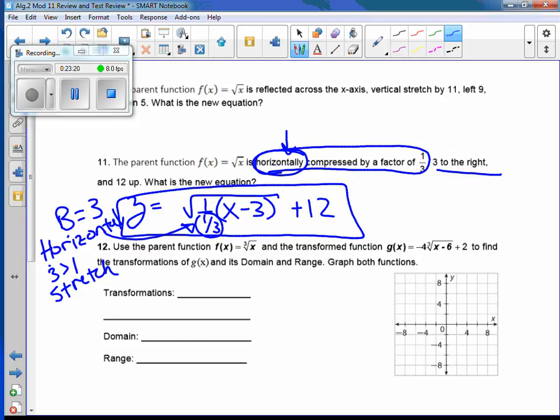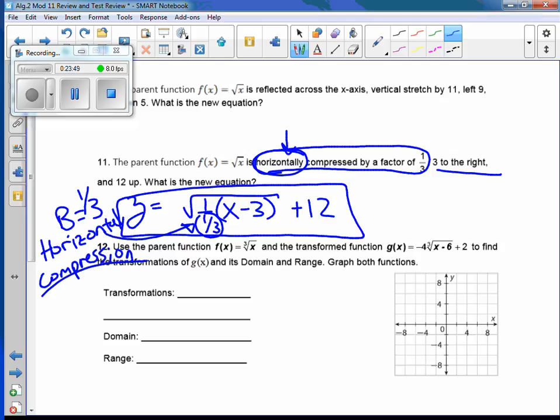Because if it's 1/3, that means b would be 1/3, and if b or a is ever between 0 and 1, that's a horizontal compression. And that would satisfy the word problem. So my apologies, you guys, it's a horizontal compression. So just remember, if it's ever between 0 and 1, it's a compression. If it's bigger than 1, it's a stretch.